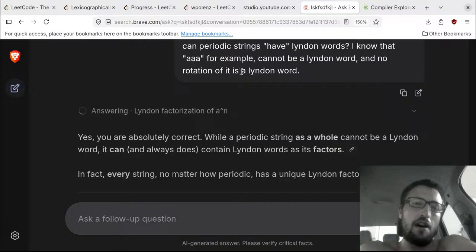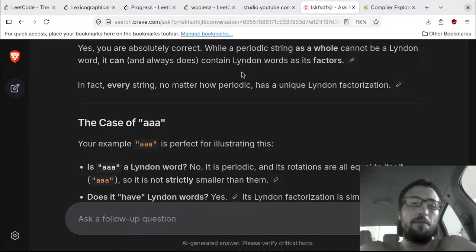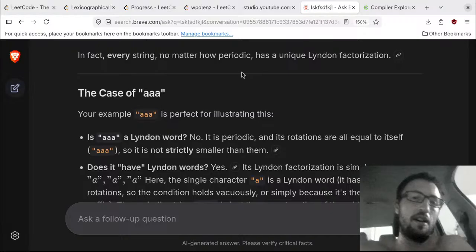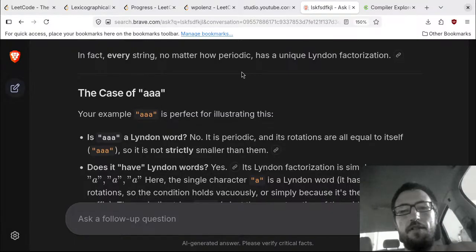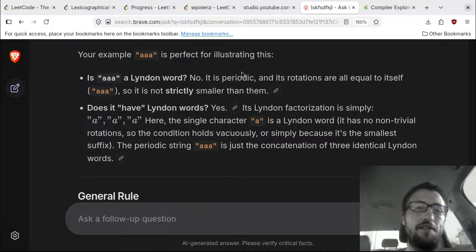Absolutely correct. While a periodic string as a whole cannot be a linear word, it can and always does contain linear words as its factors. In fact, every string, no matter how periodic, has a unique linear factorization. In the case of AAA, perfect for illustrating this. It's not a linear word. No, it's periodic, and its rotations are all equal to itself, so it's strictly not smaller than them.